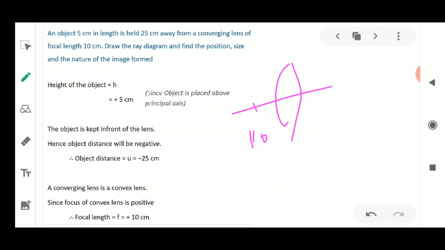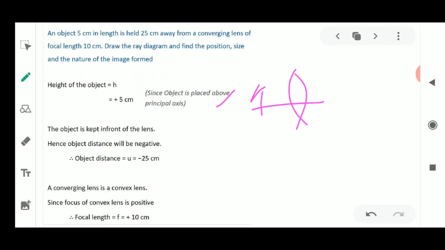So what all things are we given here? The height of the object is given as plus 5 centimeters. Now why is this positive 5 centimeters? It is positive 5 centimeters because it is placed above the principal axis. The object is always placed above the principal axis, that is why it is always of positive sign. So a 5 centimeter object is placed.